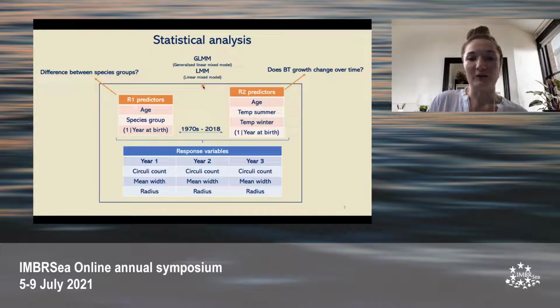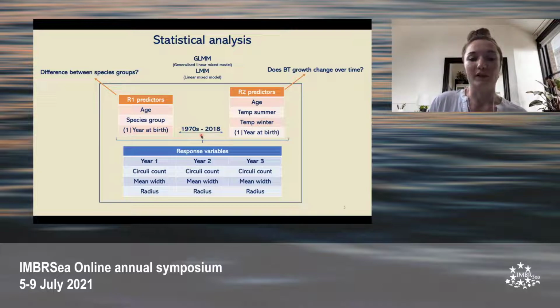I analyzed my data using generalized linear mixed models and linear mixed models. As you can see here, my response variables, as mentioned before, are counts, width and radius. Then the set of predictors changed slightly between research questions. The first research question focuses on species. So I included age to account for age-dependent effects, which is important in relatively short-lived fish such as trout. Then I included the species group to detect differences between brown trout and sea trout. And then I also included the year at birth as a random intercept to account for temporal differences.